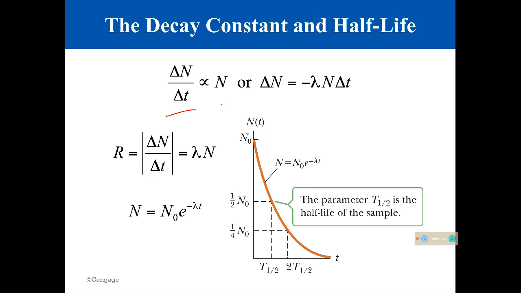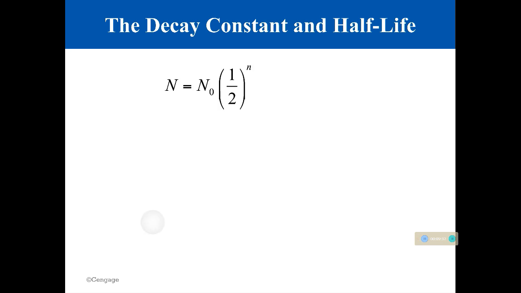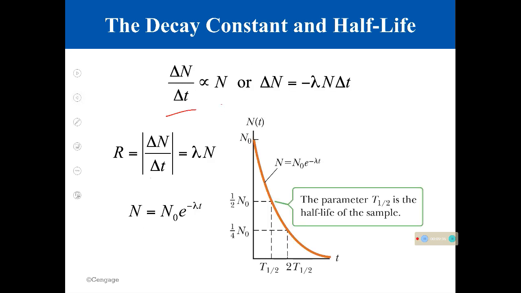I could really get into the math here, but we're not going to worry too much about why it's e and why there's all this. But the number of particles left is equal to the original number of particles times e to the negative gamma t.